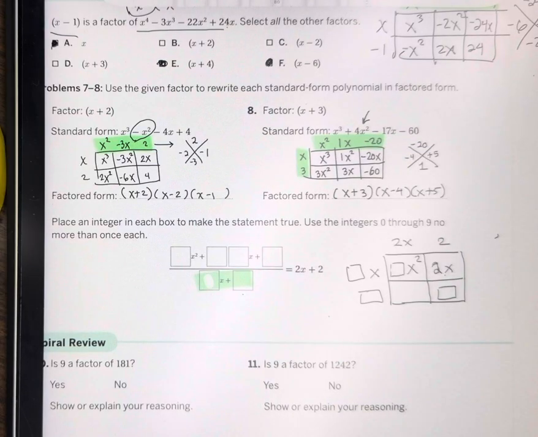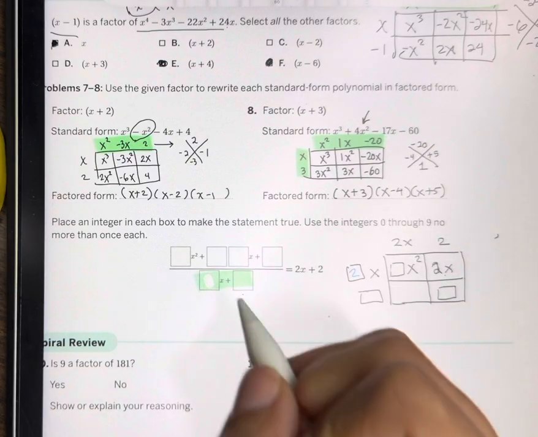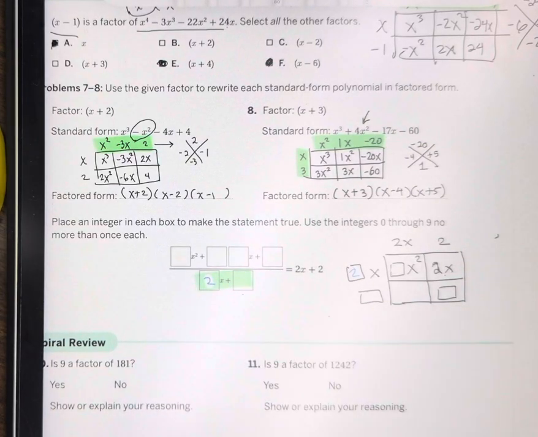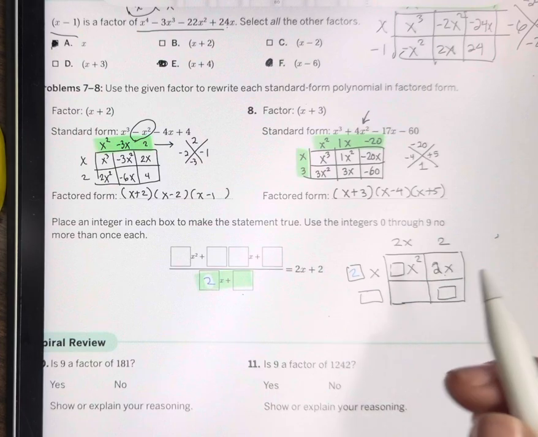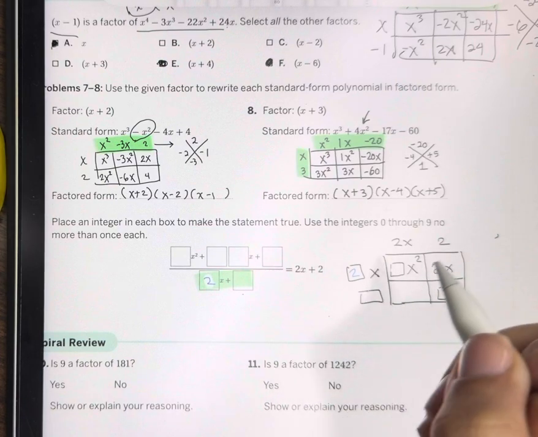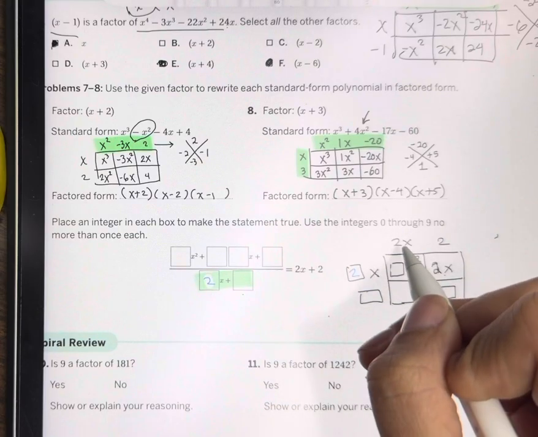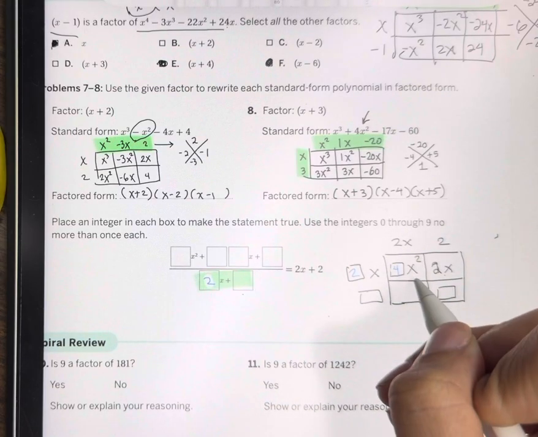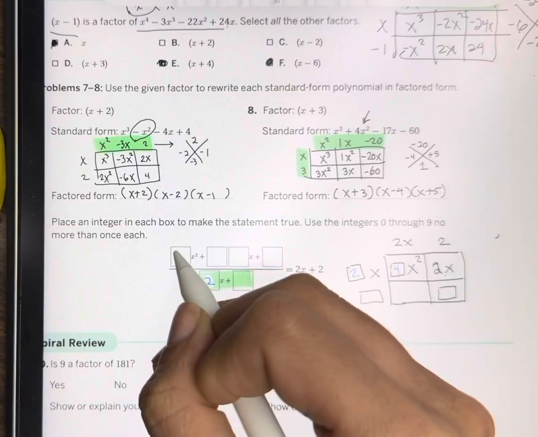Let's try 2 this time. I just want to keep it as simple as possible for now. So that would make this a 1. Let's see if that works or not. This is 2x times 2x. That gives me a 4x squared right there, which means this needs to be a 4.